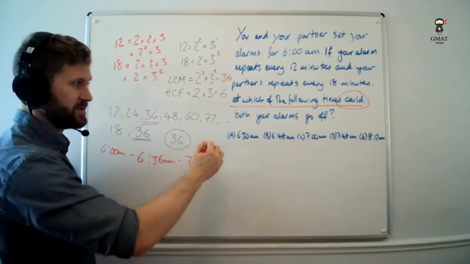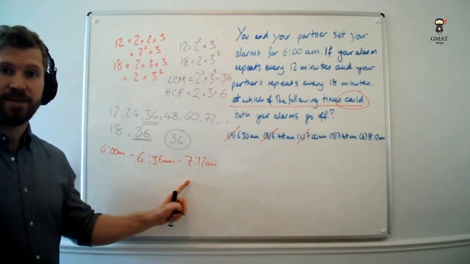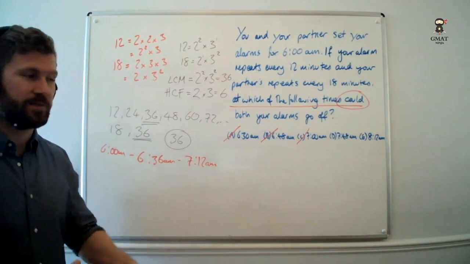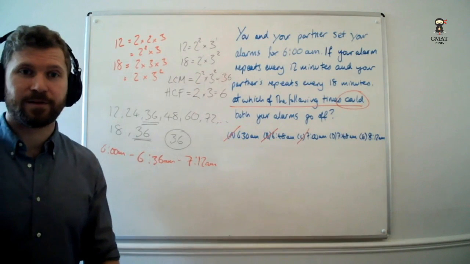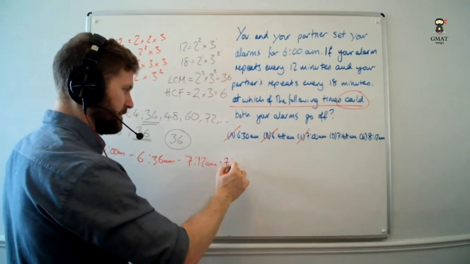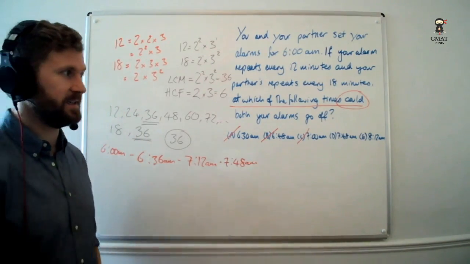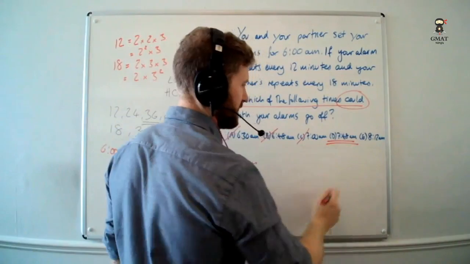Again, that's none of our answers, but at least we can begin to cross out. It's not A, B, or C, because they're not in our list of times when the two alarms will go off together. I'm going to add another 36 minutes on. So 12 plus 36 would give us 48. So these two alarms will go off together again at 7:48, and that would give us our answer of D for this question.